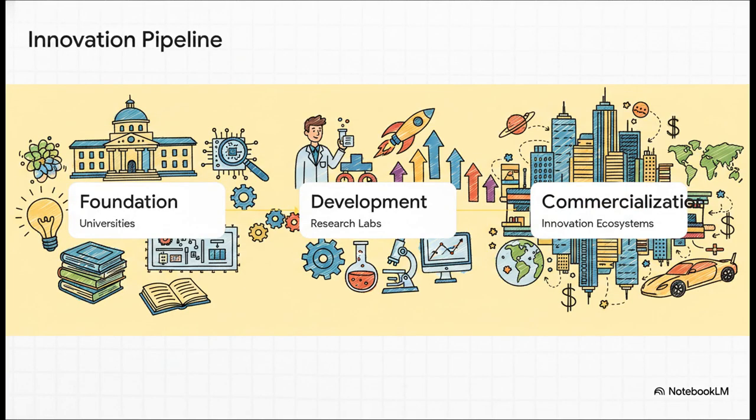So where does all this amazing tech even come from? Well, it definitely doesn't just appear out of thin air. It's actually the product of a pretty well-defined pipeline. It all starts with foundational research at universities, then that knowledge gets developed in specialized labs, and finally it gets commercialized and unleashed on the world through these innovation ecosystems, like Silicon Valley. It's a whole system that's designed to transform a spark of an idea into something with real-world impact.